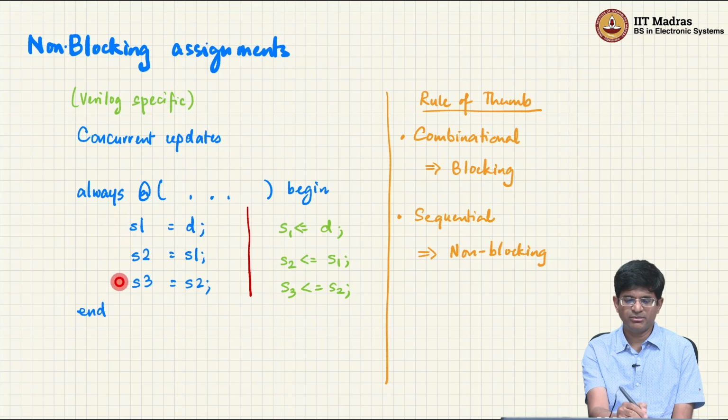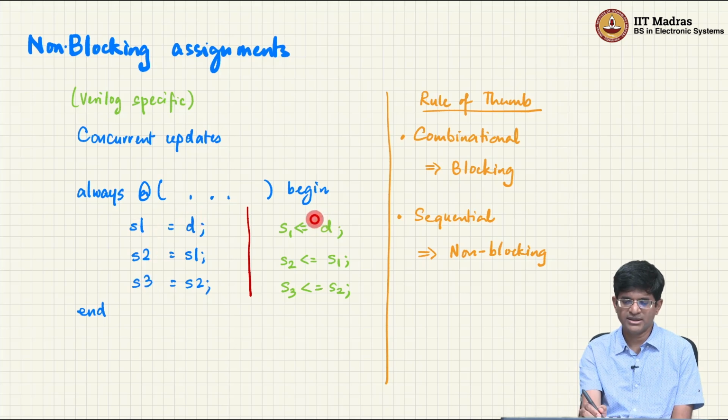What this left hand side means is it would basically go through and do it like what a C program would do. It would take the value D, put it into S1, take that value of S1, put that into S2, take that value of S2 and put that into S3. So in other words, S1, S2, S3 will all become equal to D. Usually that's not what we want over here.